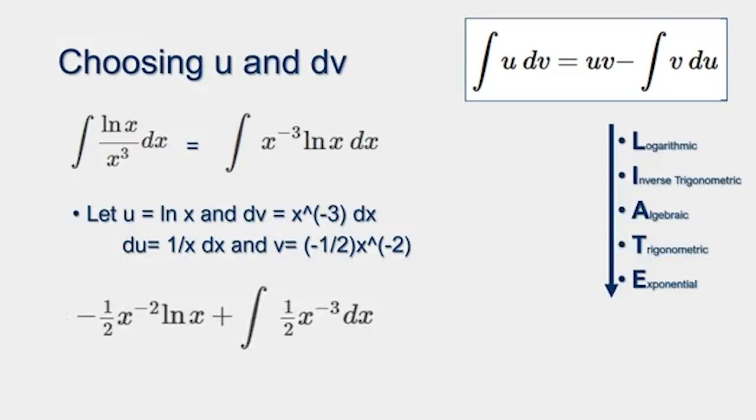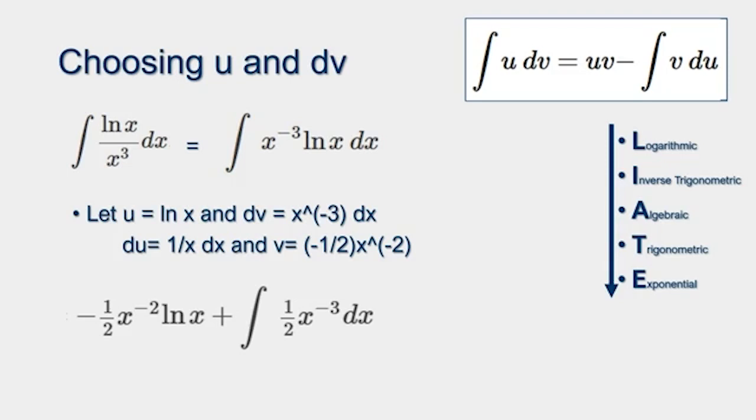As an example of choosing u and our dv, consider the antiderivative of the natural log of x over x cubed. We can rewrite this to a simpler form and let u equal our natural log of x. This is a logarithmic function and should take priority as the function we would choose for u. Our dv must be the remainder of the integral and will be our x to the negative 3 dx. We'll take the derivative of our u, or our natural log of x, to get 1 over x dx, and our v will be the antiderivative of x to the negative 3, leaving us with a v of negative 1/2 x to the negative 2.